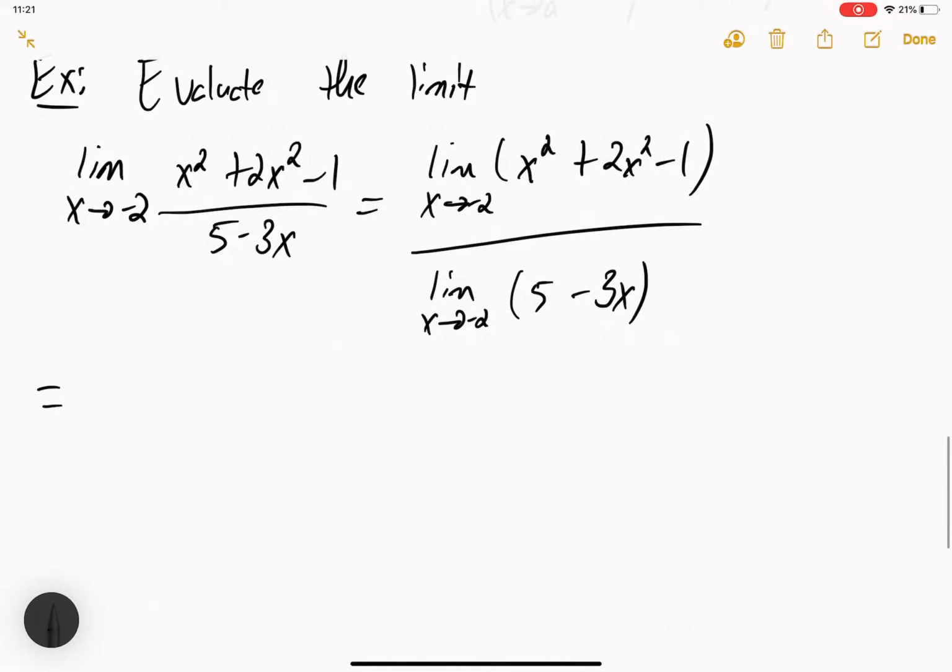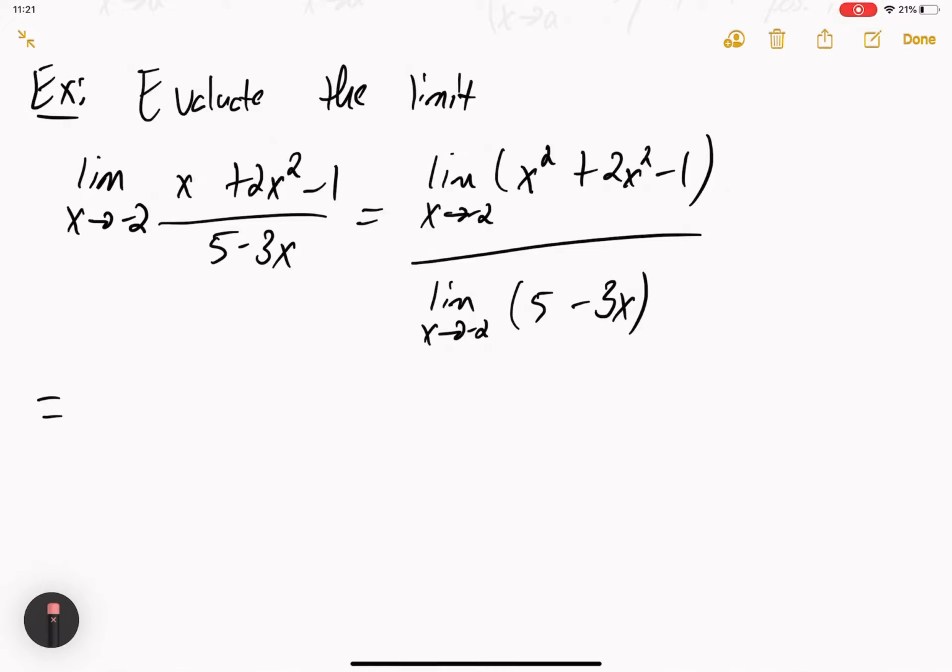Oh wait, I'm dumb. Okay, this should be x cubed. Alright, sorry guys. So then what we're going to do is take the limit as x goes to -2, and now break it up over every single sum.